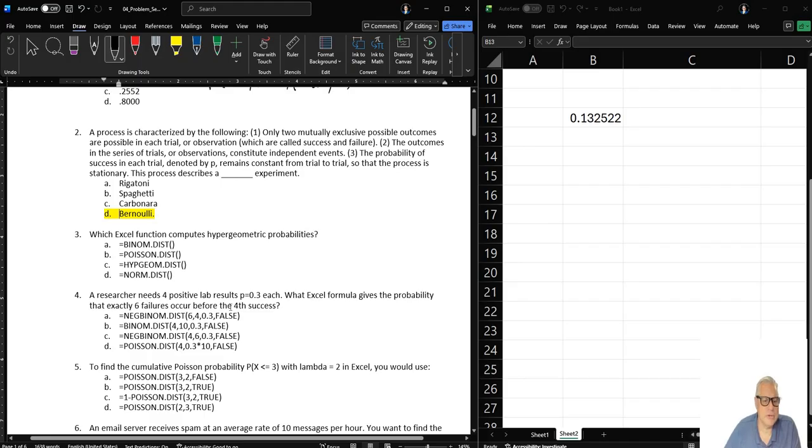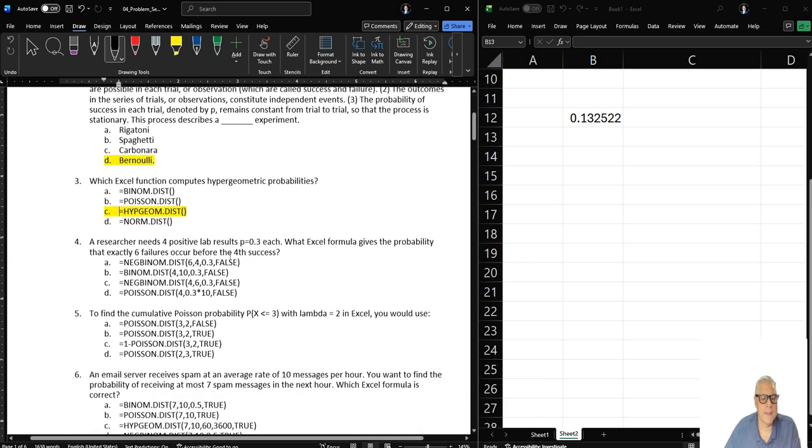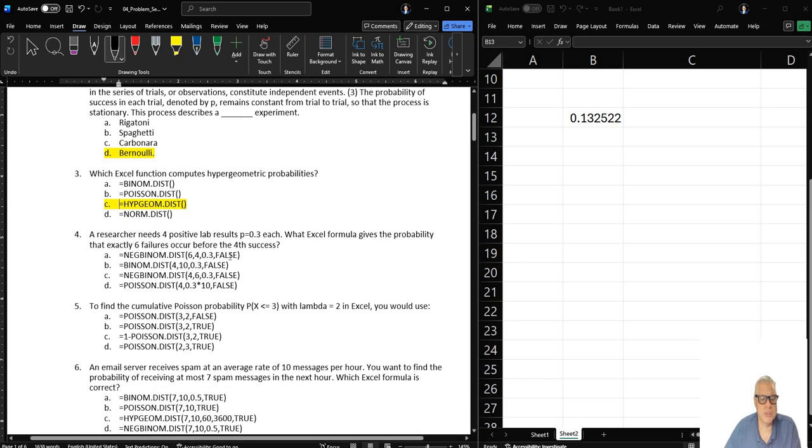Okay, 3. Which Excel function computes hypergeometric probabilities? Well, that's hypergeom.dist. 4. A researcher needs 4 positive lab results with a success probability of 0.3 each. What Excel formula gives the probability that exactly 6 failures occur before the 4th success?